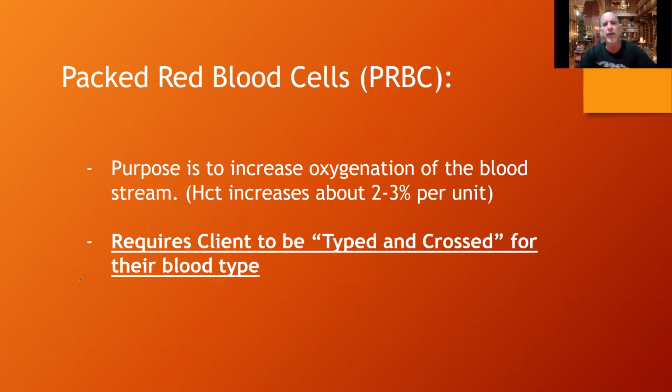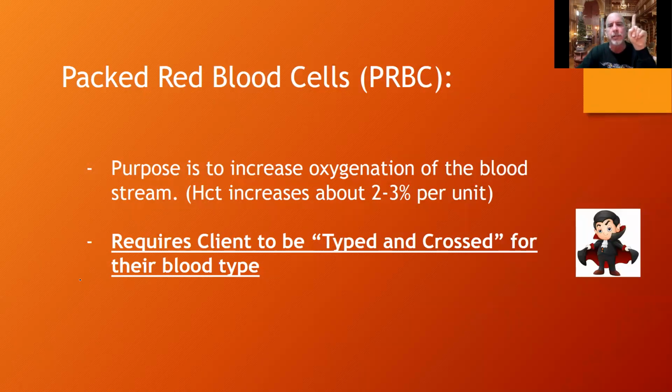So for every little packet, they're usually about 700 or 600 milliliters in those little packets. We'll increase their hematocrit by 2 to 3%. So if you have a hematocrit of 45, it'll push you up to 47. In order for us to give you this, you must be typed and crossed. Typed and crossed is the test, a lab sample that we send to the lab where they determine what your blood type is.